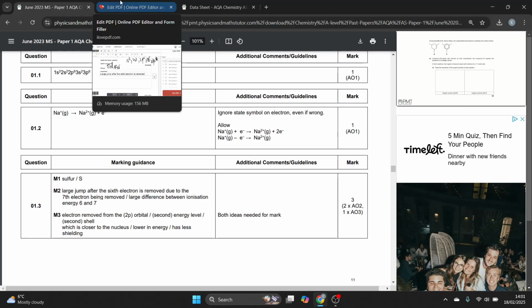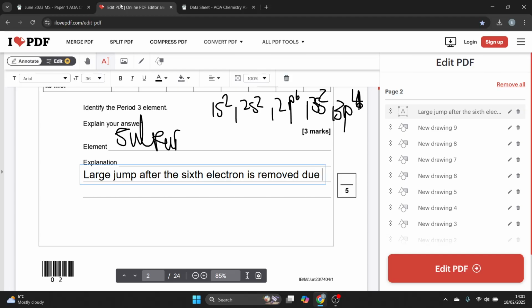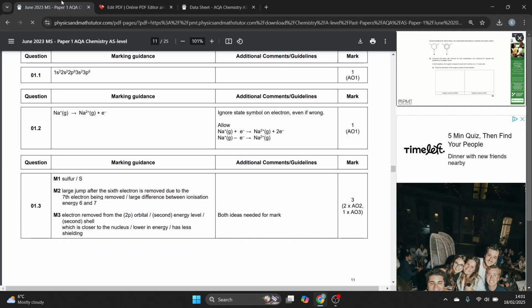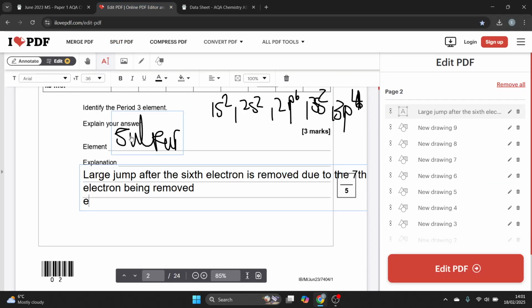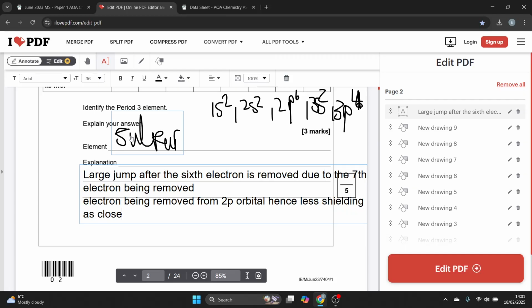Due to the 7th electron being removed, and then we would say electron removed from the 2p orbital. You have to be very specific, don't say removed from p orbital. Which p orbital? The 2p orbital, hence less shielding, that's closer to the nucleus.